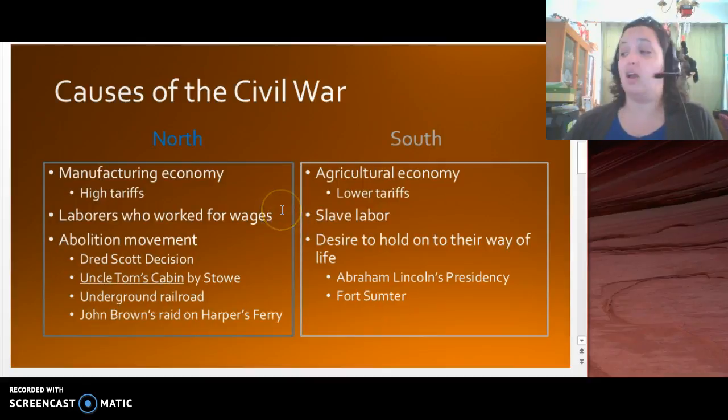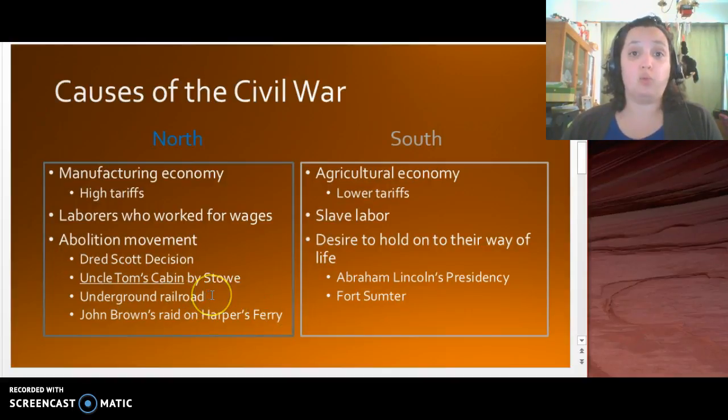You also have the type of labor. The North wants wage earners. They want people who work for money. Sorry. The South wants slave labor. They want people who are owned and work for free, basically. And this leads to the second part, which is that the North has a very large, growing abolition movement, the idea that slavery is evil and immoral, and therefore you should not have slavery, versus the South, who wants to hold on to their way of life. They don't want to be told how to make this change. And so the Dred Scott decision of property and John Brown's raid on Harper's Ferry play into this movement.